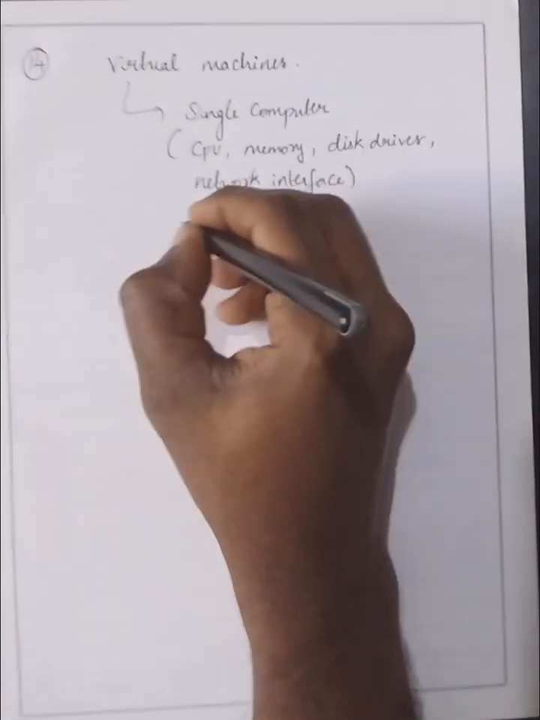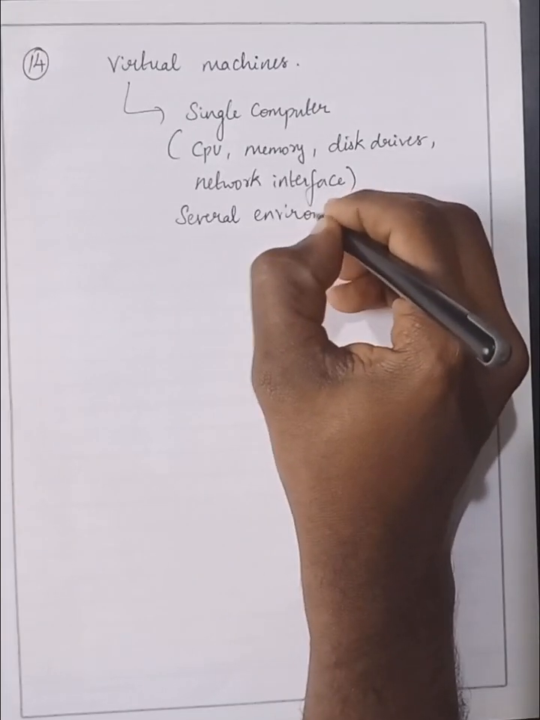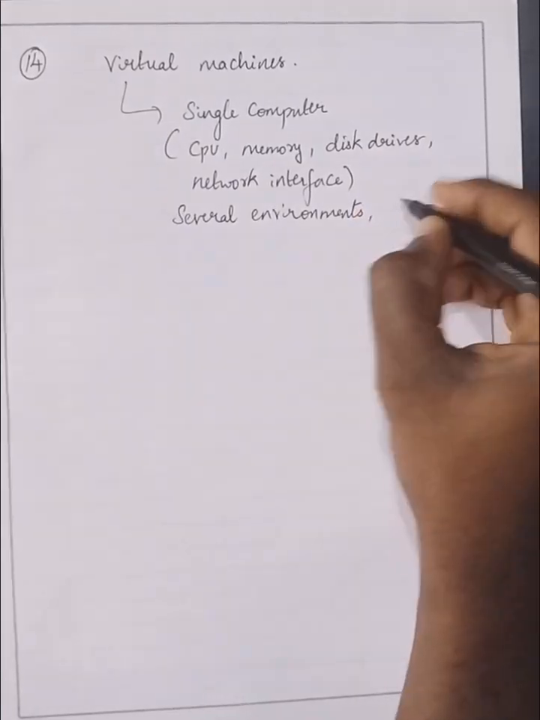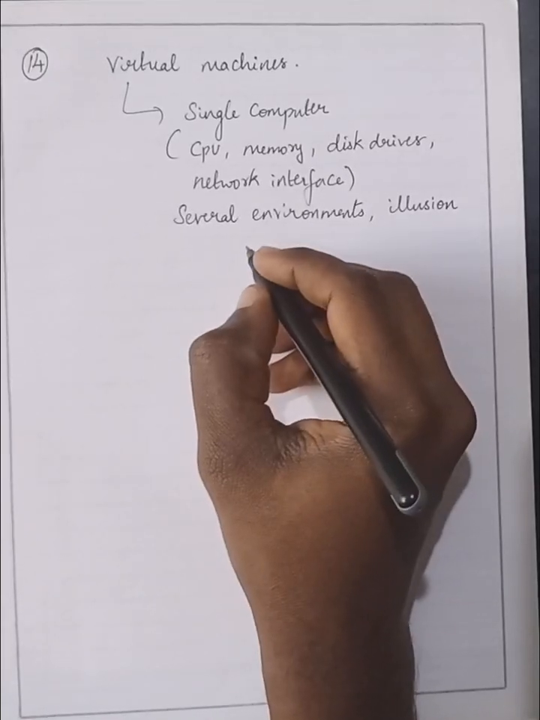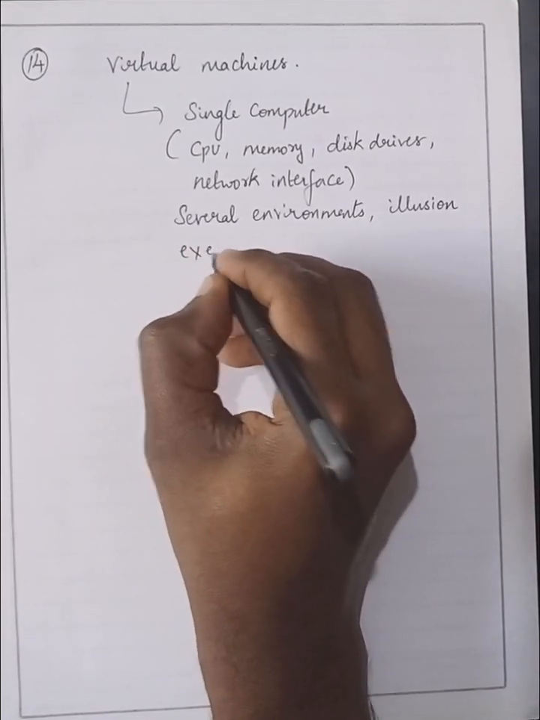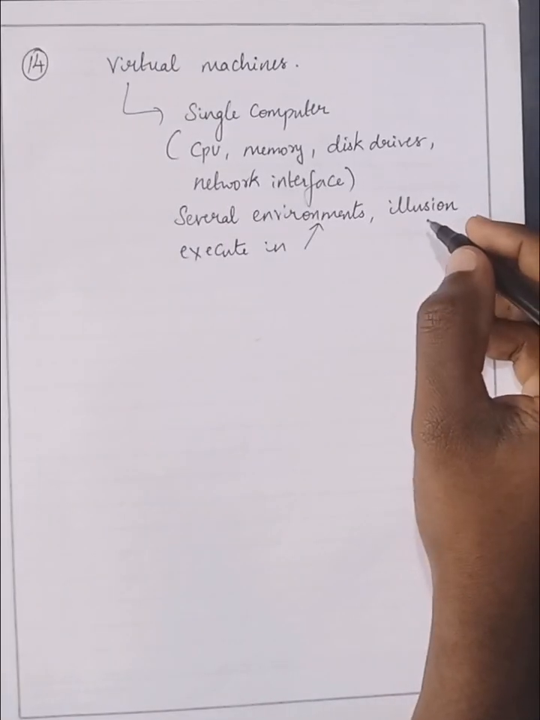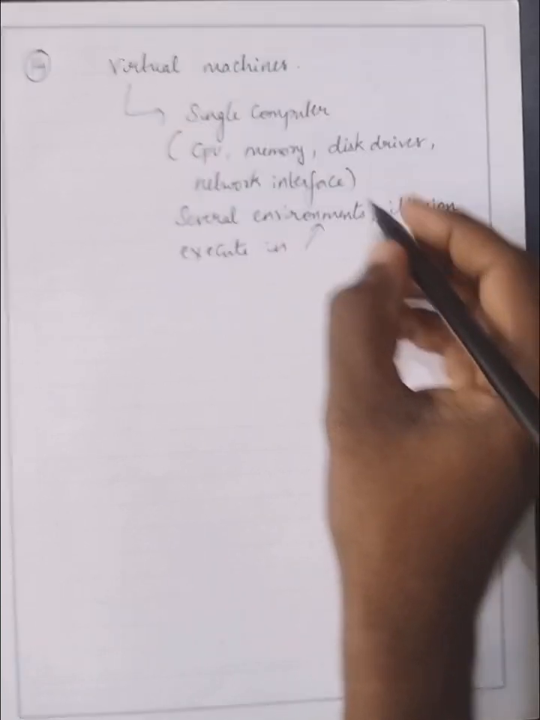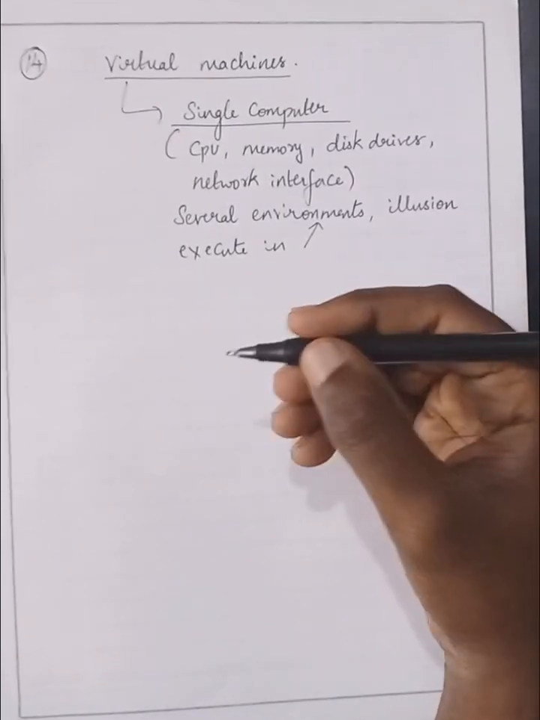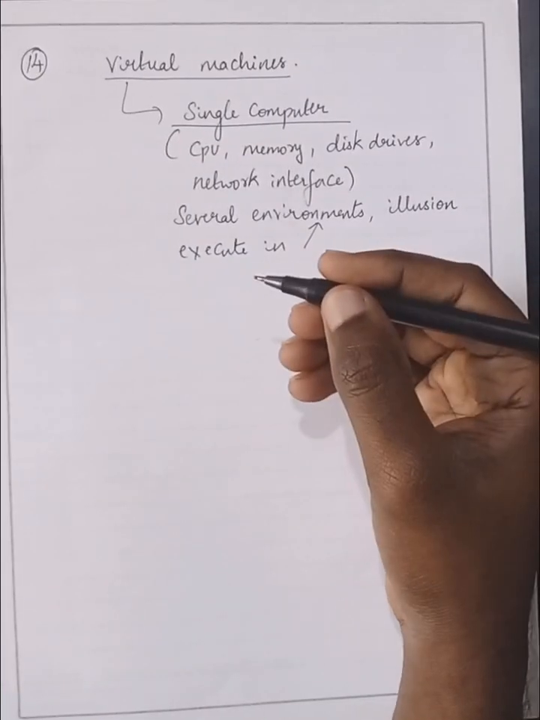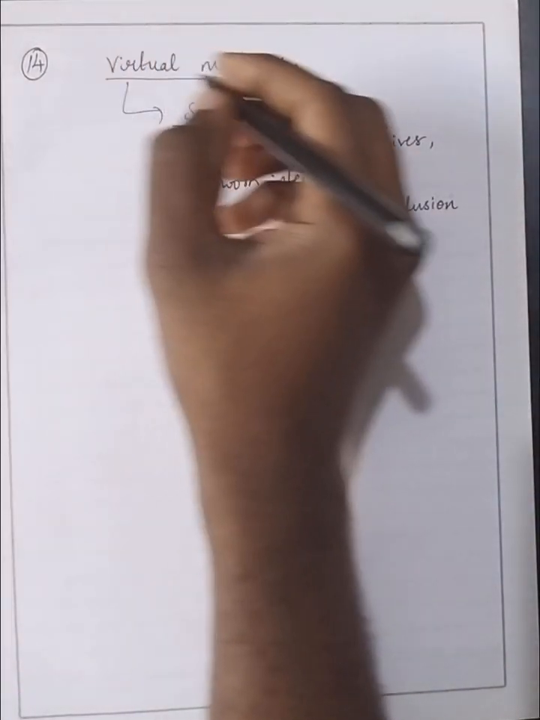But we want to create several environments. So they create an illusion that our system has different environments, supposed to execute programs in different environments. That is called a virtual machine. Even though we have a single computer, we make an abstraction that we have different hardware and our different programs are running on different hardware. We create that illusion. That is what is called a virtual machine.